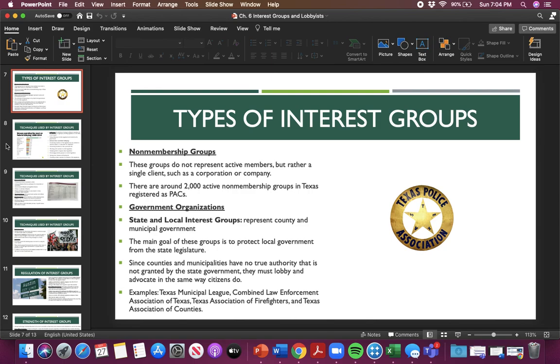This is a group towns can join to advocate for issues that are important to them. Combined Law Enforcement Association of Texas, Texas Association of Firefighters, Texas Association of Counties. These are all groups that take their causes to the legislature and lobby for legislation as well.